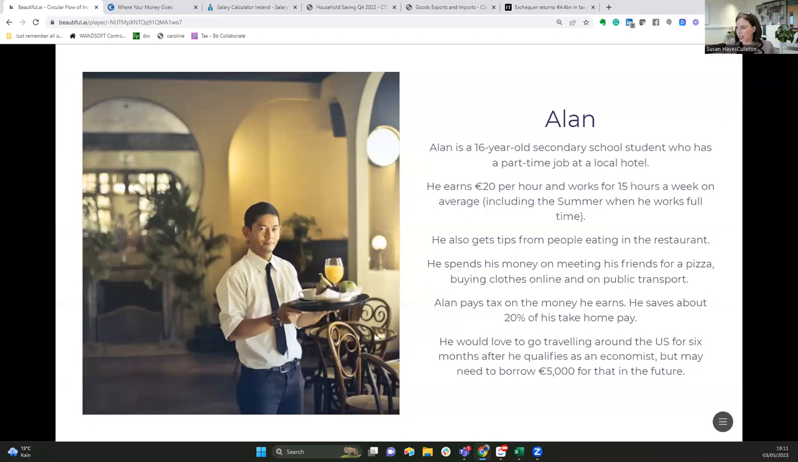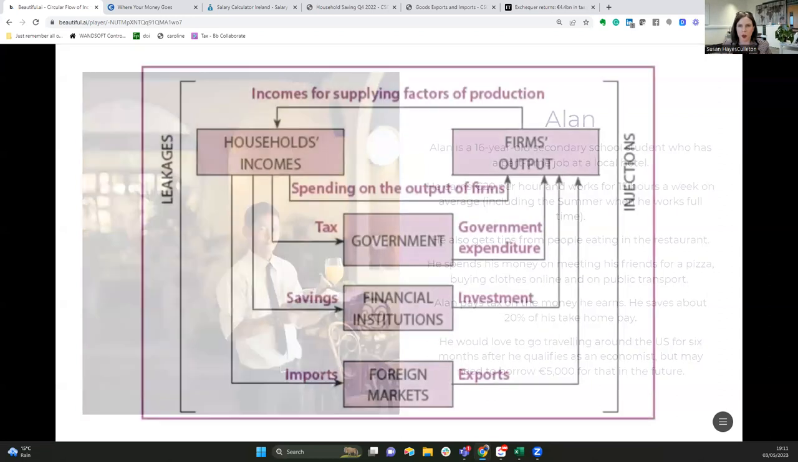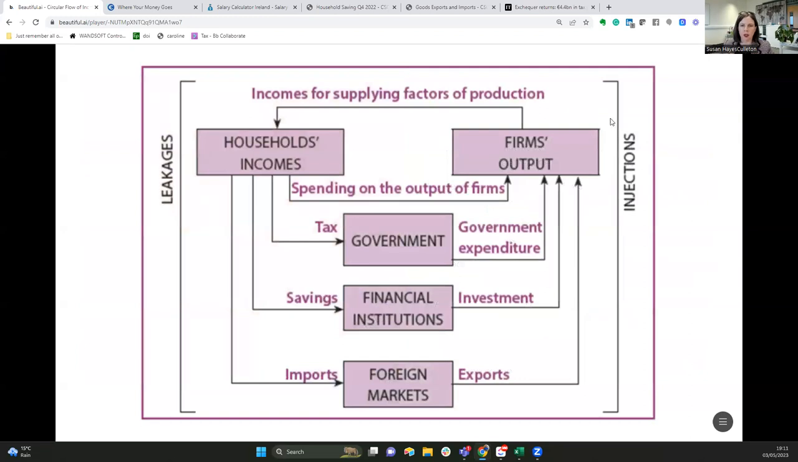So let's move on and let's look at the model of what the circular flow of income is. And what I'm going to do is I'm going to go forwards and backwards, forwards and backwards between Alan and the circular flow. Okay, so first of all, if we start off up here at the very top, household income is spent on the output of firms. So what is it that Alan spends his money on? Well, let's go back and see.